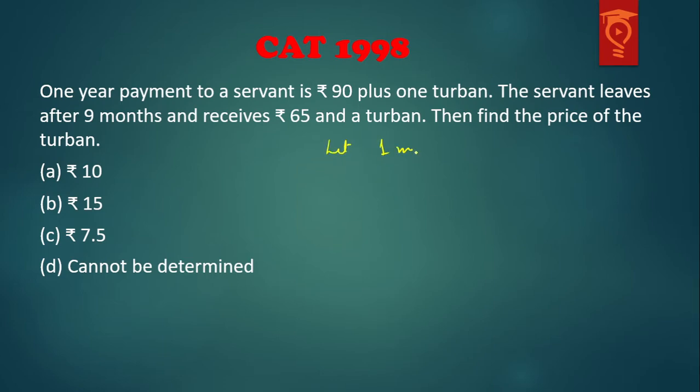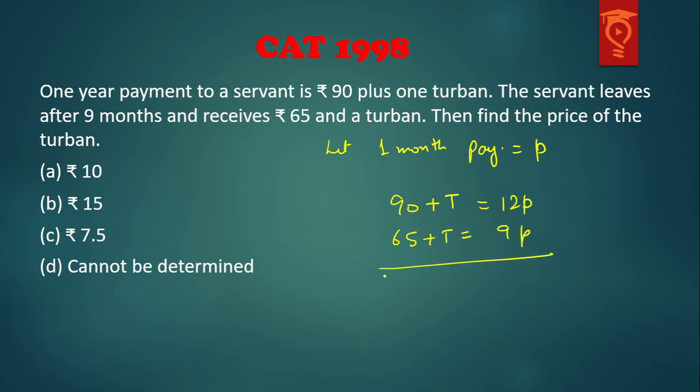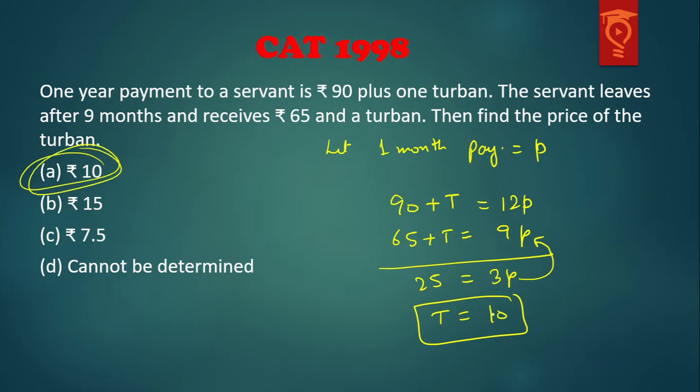So let 1 month payment be P rupees. 90 plus turban equal to 12P, 12 months payment. And 65 plus turban is supposed to be 9P. Now you get 25 as 3P. Okay, so put the value of P in the first or the second equation and you will get the value of the turban as 10 rupees. So option A becomes the answer. This is method 1, the equation method.